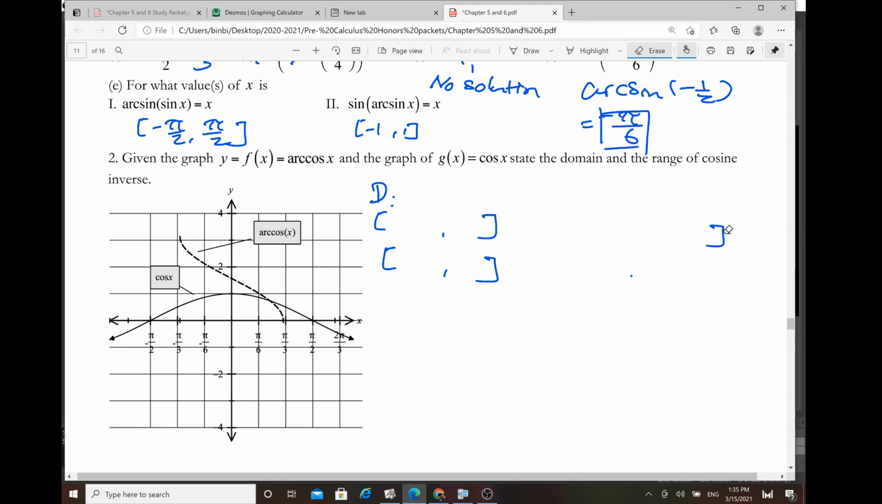Because we're making a graph on the same xy coordinate plane, for the domain here, we can just say it's from negative 1 all the way to 1. But the range is actually from 0 to pi. So this position right here is a little bit higher than 3. So it's 3.14. Okay, like that.